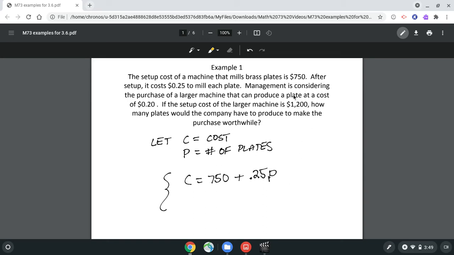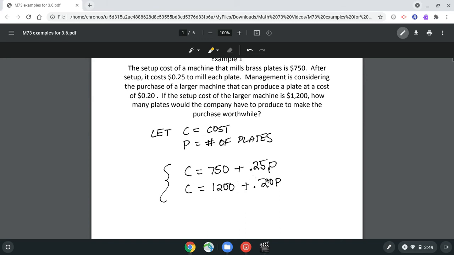If they use the larger machine, it's 1,200 for the setup. So the cost is going to be 1,200 for the setup plus 20 cents for every plate that they make. Here we have our system, and hopefully you're able to solve this by the substitution method or the elimination method, whichever one you prefer.